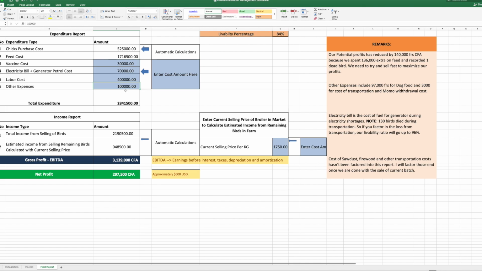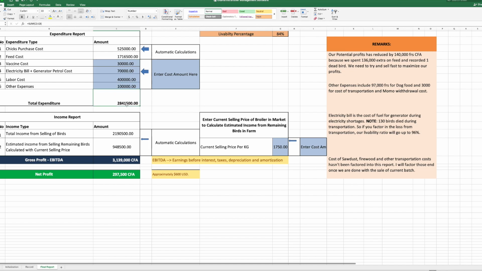Some of these expenses include things like the food for the security dogs. We have security dogs that we spend about 100,000 francs CFA on, that's about $200 a month on their feed. So you want to capture all of that in your record to get your total expenditure.